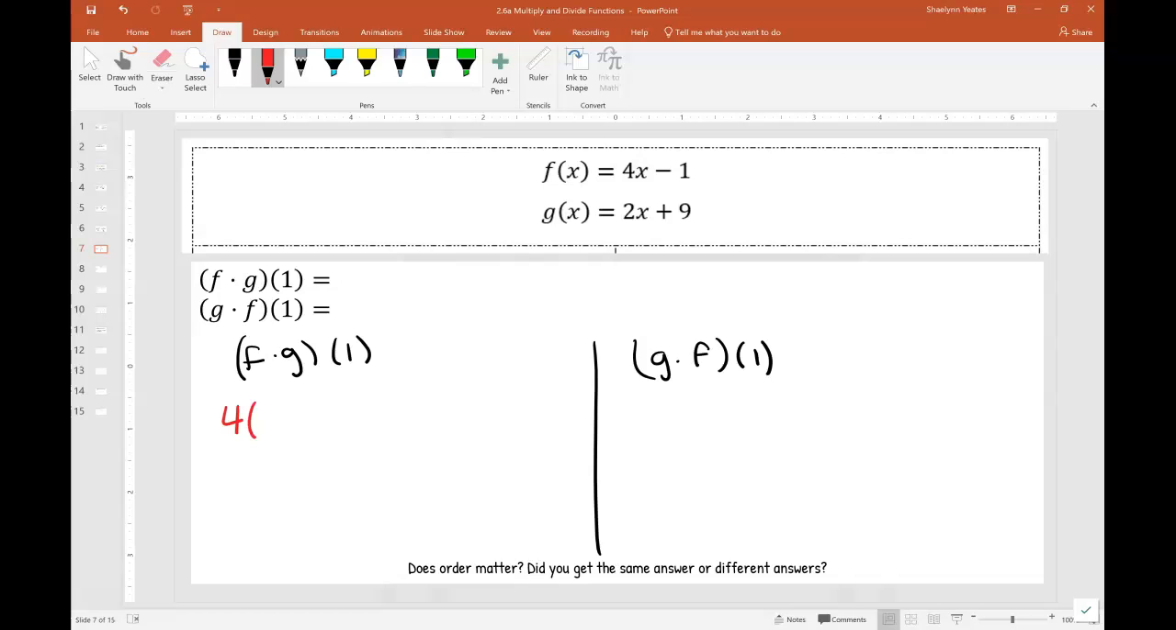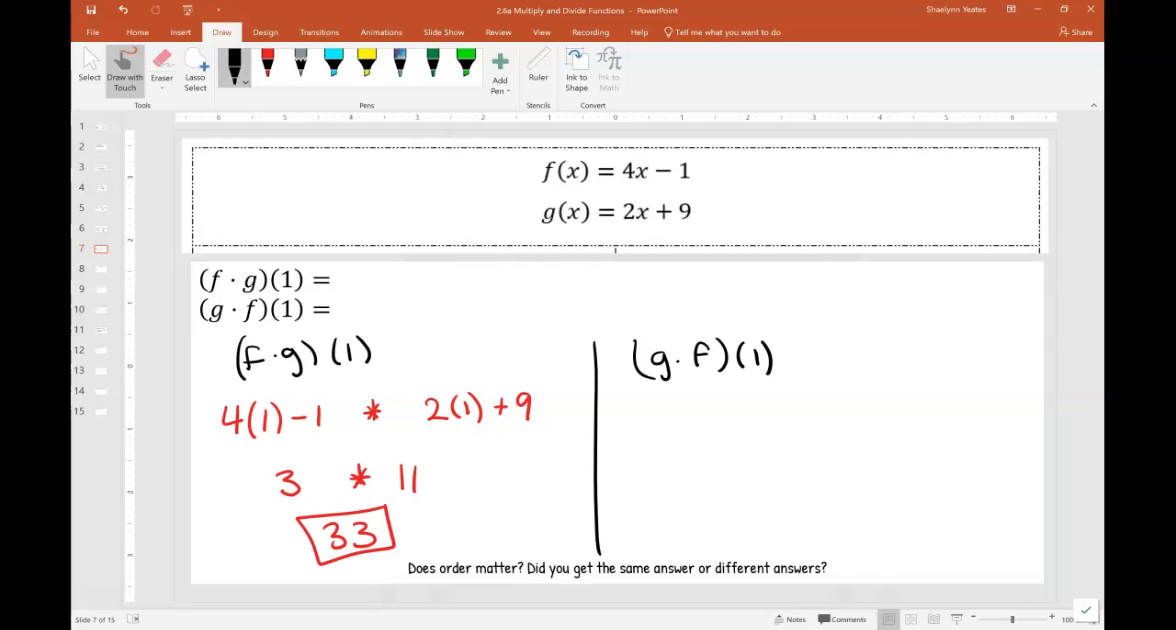So my f function is going to be 4 parenthesis 1 close parenthesis minus 1. Whatever that answer is, I'm going to be multiplying it by my g of 1, which is 2 parenthesis 1 close parenthesis plus 9. So in my calculator, I plug this in and I get 3. So it's going to be 3 times 11. So I end up with the answer of 33.